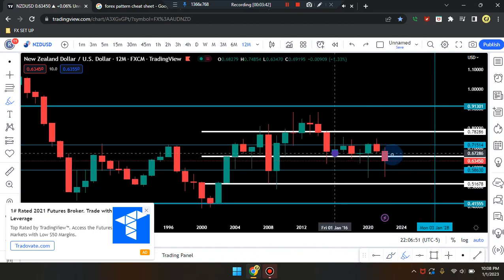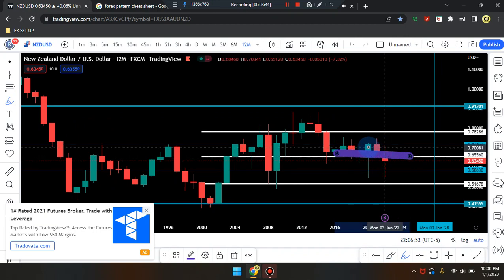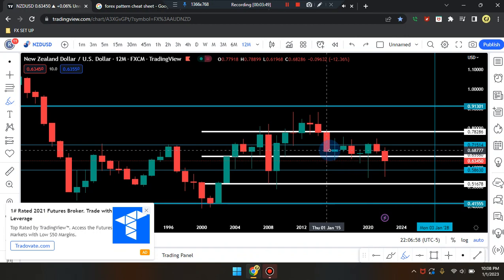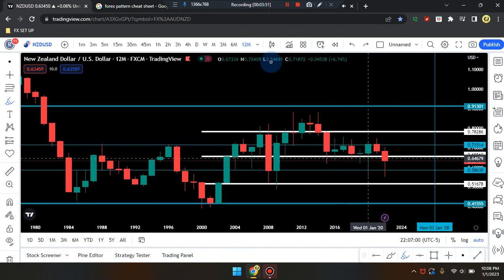Or we can see that consolidation with the current price, second, third, fourth, fifth, sixth, seventh, and half of the bottom of the eighth, the last candle in the market.